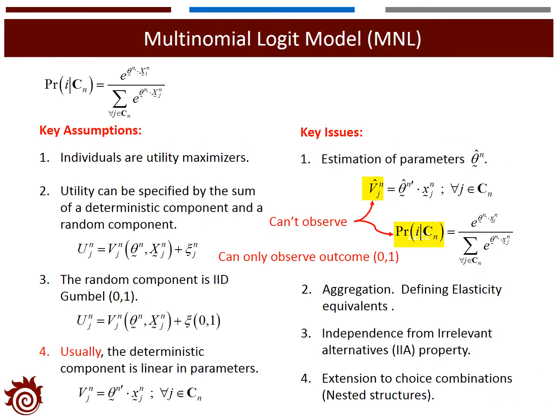This is a quick summary about the key assumptions and issues related to the multinomial Logit model. In the previous video, we already went through the estimation of the parameters theta applied for the MNL model. And today we will check the aggregation, which is equivalent to the elasticity for this model.